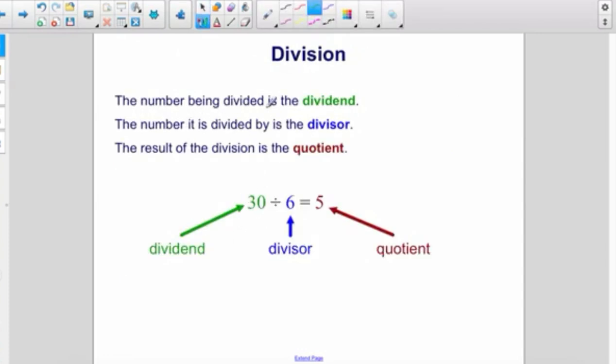The number being divided is the dividend. The number it is divided by is the divisor, and the result of the division is the quotient.